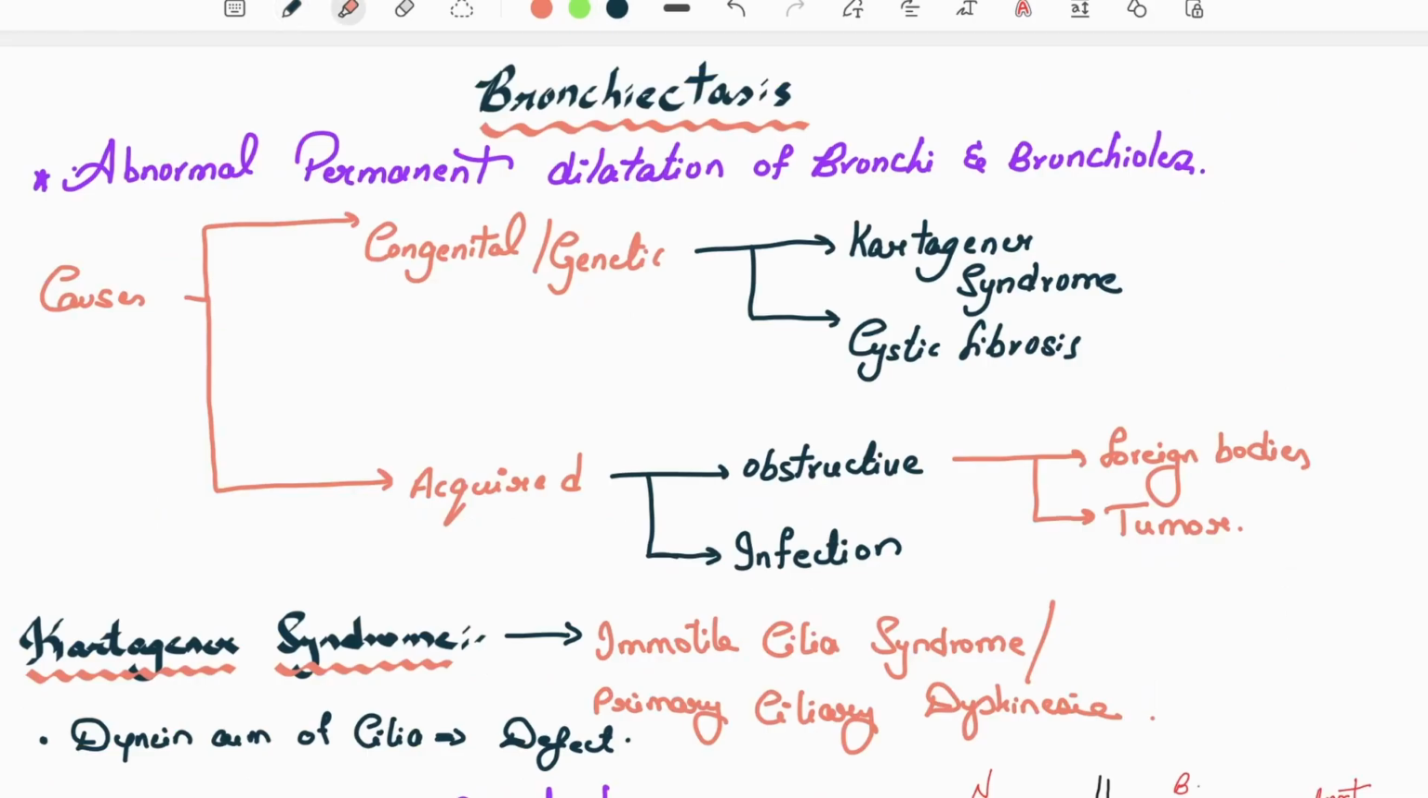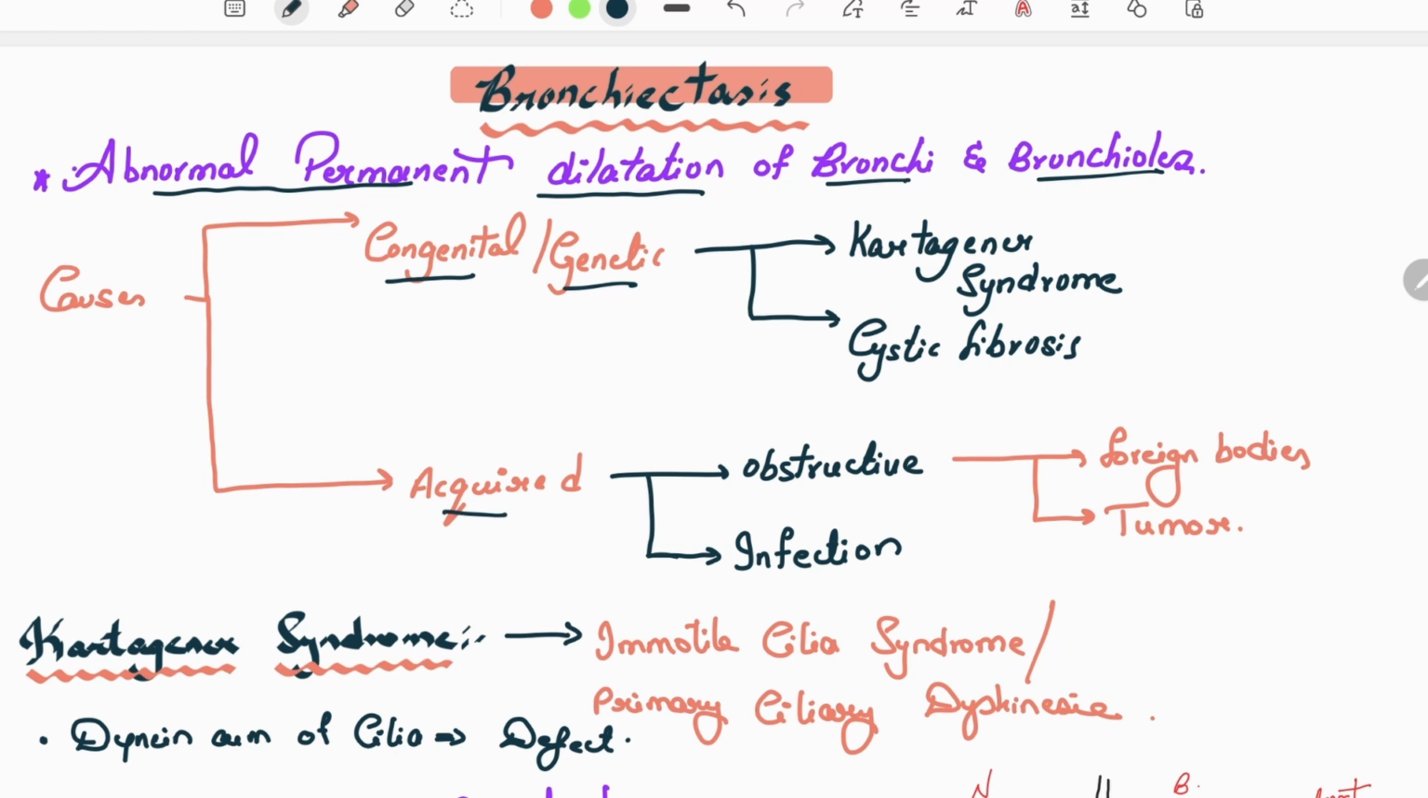Bronchiectasis. The definition of bronchiectasis is abnormal permanent dilatation of bronchi and bronchioles. Okay, there is a dilatation of bronchi and bronchioles. So these can be caused by two types. One may be congenital or genetic, and the next may be acquired.